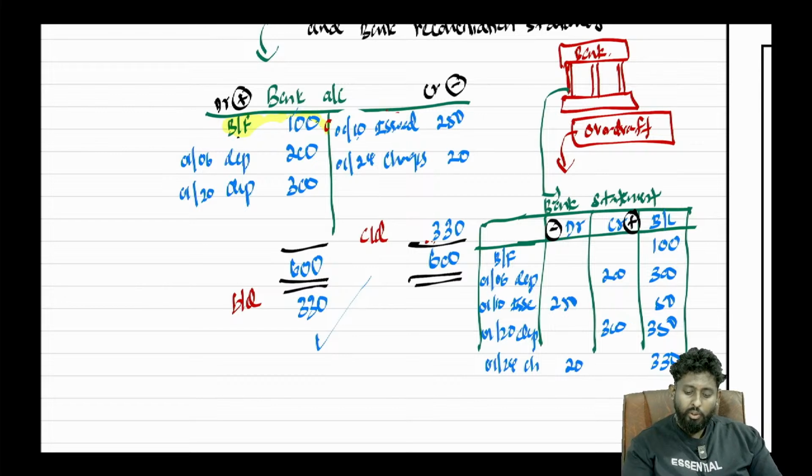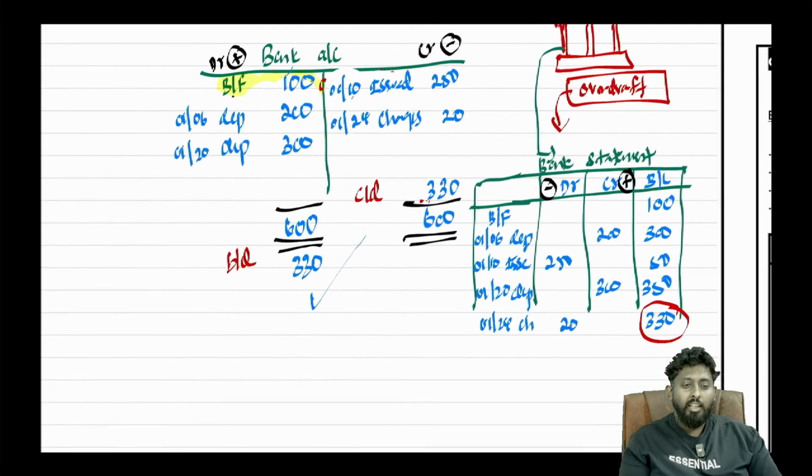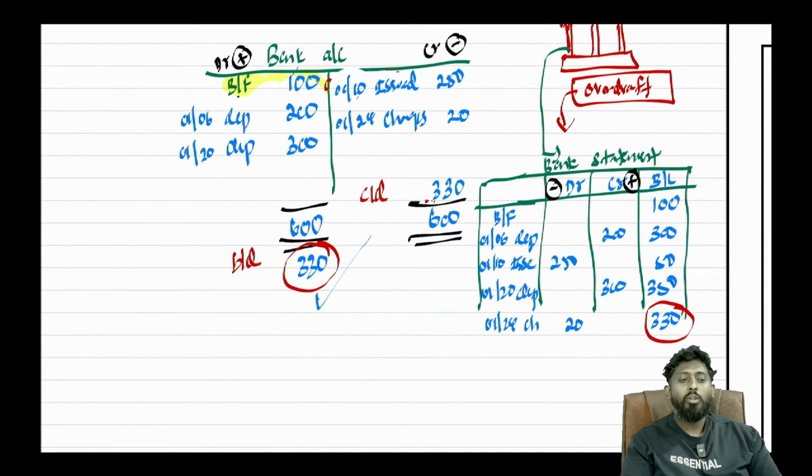Did you all notice it's the same thing happening, done by us as well as by our bank? Our bank says your balance is now 330. Our accountant also would say it is 330.